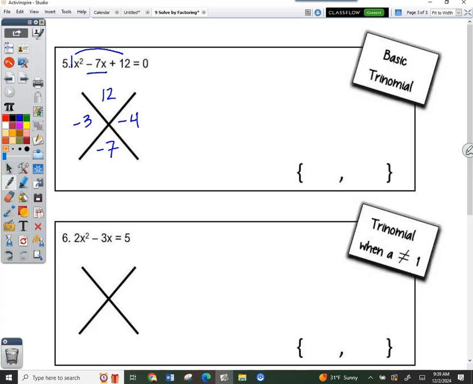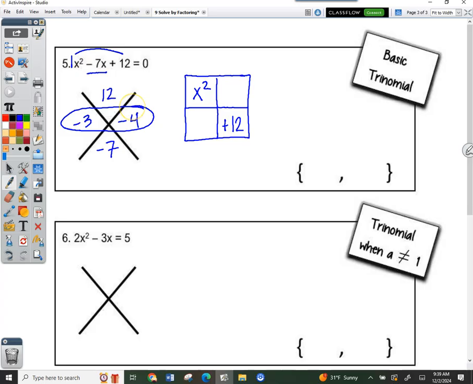Here we go. Draw your box big enough so it's not crowded. Refresher on what goes where. First term, first box. Last term, last box. The 2 you came up with here go in the diagonal, and you need to put an X with them, okay? This should start coming back to you.